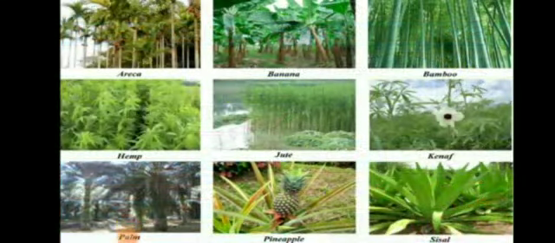Now let us see what are natural fibers. The fibers which we obtain from plants and also animals are called natural fibers. Here you can see natural fibers, that is plant fibers. For example, you can get natural fibers from areca, banana, bamboo, hemp, jute, kenaf, palm, pineapple, sisal. So these are the plants that give us fibers. So these are called natural fibers.